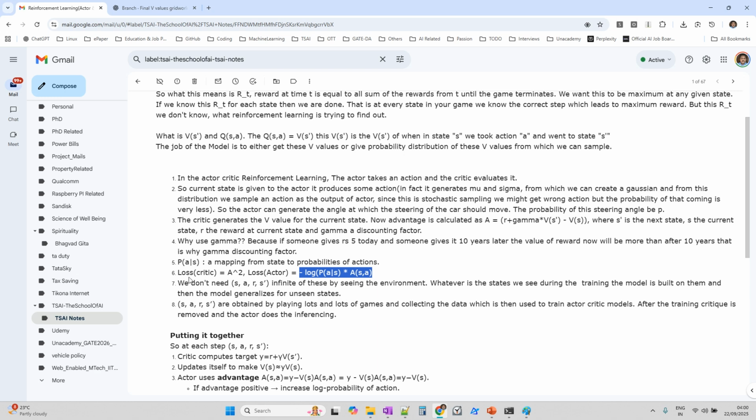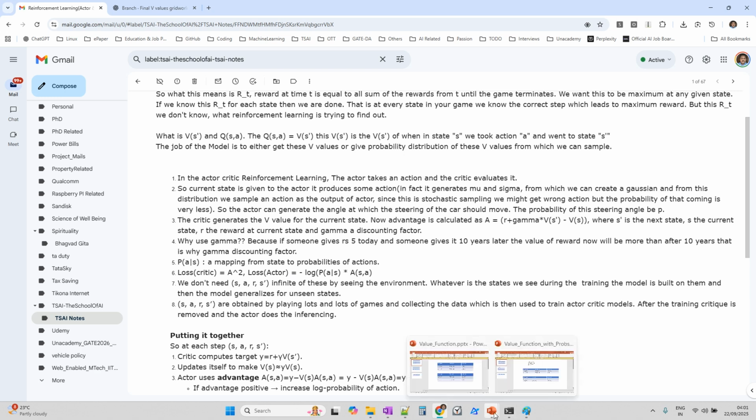So the value function is very important. We say that the actor and critic have reached a point where we can stop the training when the value function doesn't change much. That's when we say that the actor and critic have converged, and then we can remove the critic and make the predictions in that particular environment using the actor itself. If the environment changes, again we have to train using the actor and critic. So that's the idea. Value functions are very important.